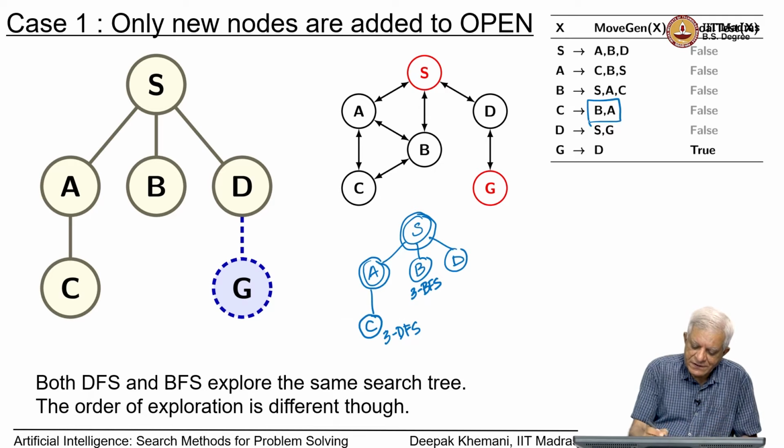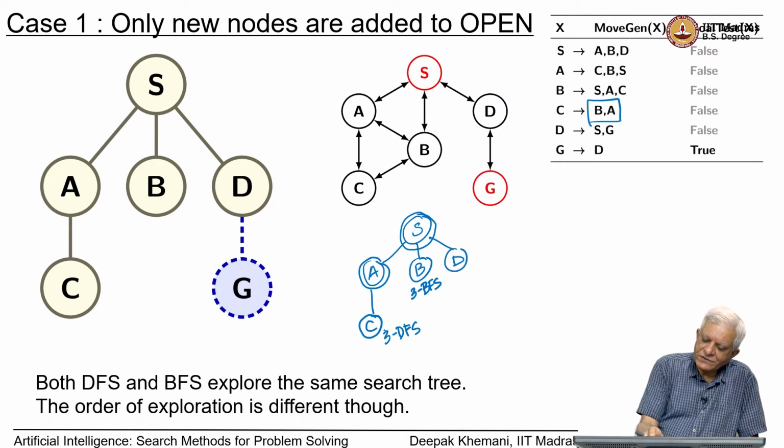So, depth first search will finish looking at C and then backtrack, and the next node in the open is B, and then it will look at B. B also will have no new children because all its children, which are S, A and C, are either on open or closed. So, it will backtrack from B and go back to D and then generate G after that. That is depth first search.